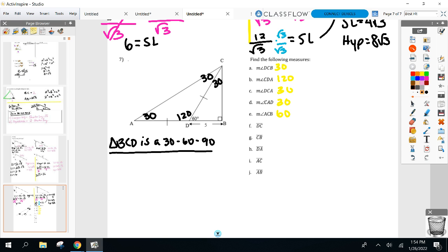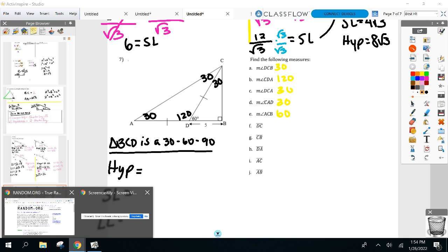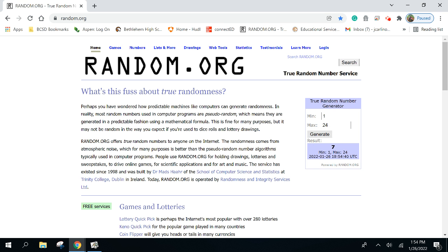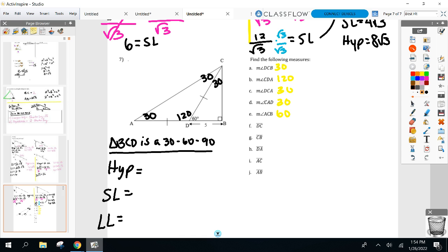And look, I don't even care what this says I have to find. More than likely, I'm going to find everything. So ready, everyone, BCD, can you find the hypotenuse, the shorter leg, and the longer leg with me right now? I don't care what the problem says. You should have the ability to find all the three sides. Which one's given to us in that triangle? Which leg or hypotenuse is given to us? Shorter leg, 5.